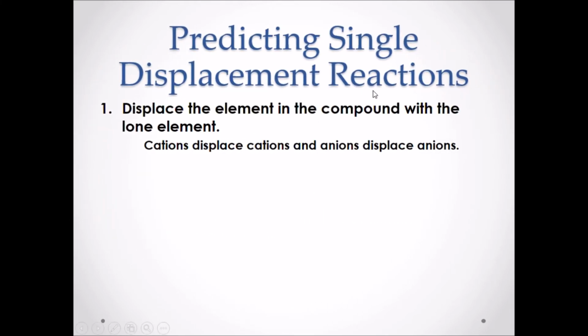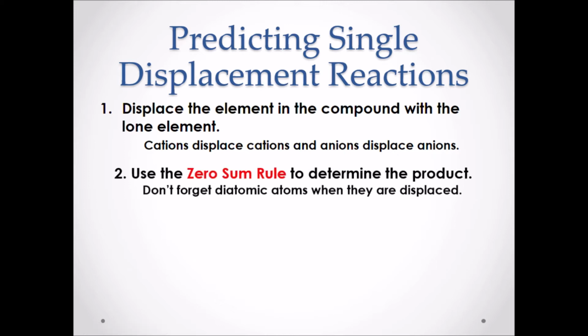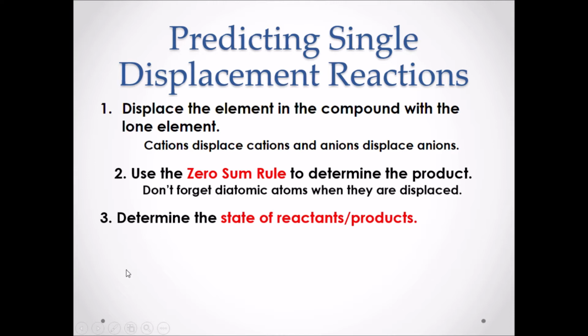Predicting single displacement reactions. Step number 1. Displace the element in the compound with the lone element. Remember, again, cations only displace cations, and anions will only displace anions. Step number 2, use the zero-sum rule, aka the swap and drop method, to determine the product. And don't forget diatomic atoms if they are displaced. Number 3, determine the state of all reactants and products. And finally, number 4, balance the chemical equation.